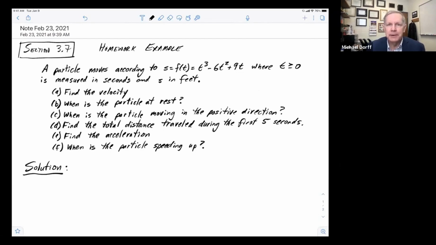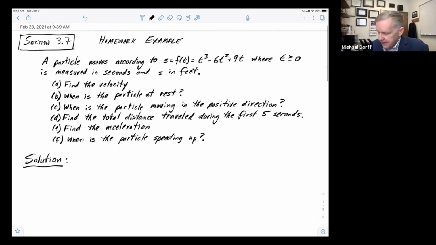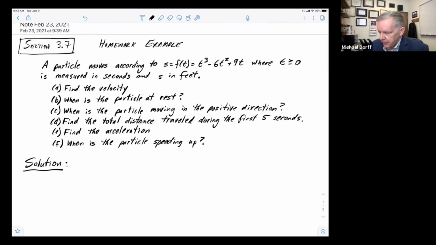We're in section 3.7 and we're looking at a homework-like example. In this example, we have an equation or a function that represents the position of a particle. And we're supposed to answer certain questions related to that particle. All right, so let's start off here first by writing down the equation that we're given.